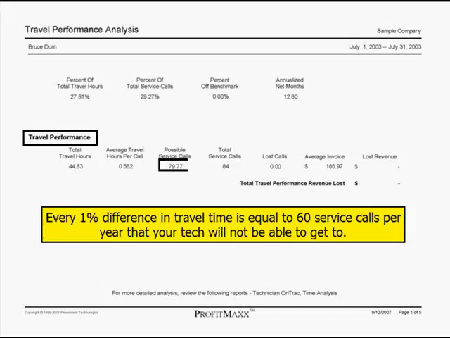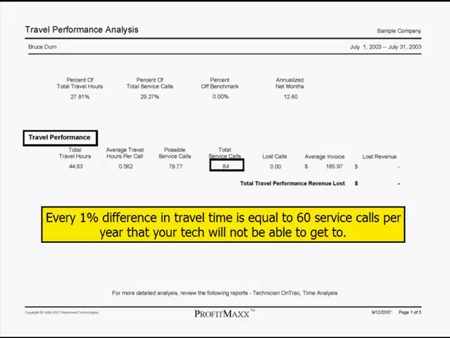The possible service calls is the total number of service calls a technician should have traveled to, based on the amount of actual total travel hours divided by the average travel time that you defined in setup. For instance, if a technician uses 40 hours of travel for the month and you have an average travel time in setup of 30 minutes, the possible service calls would be 40 hours divided by half hour per call, or 80 calls. Bruce's possible service calls for the month were 79.77.